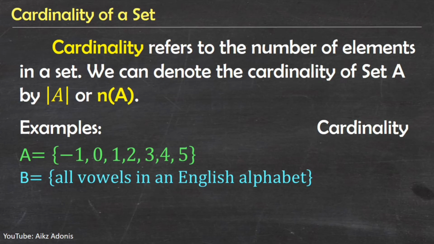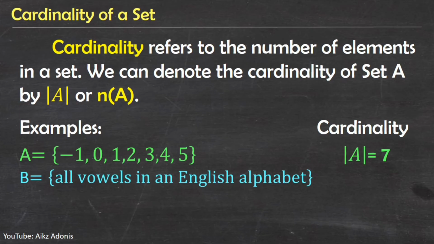Now, let's talk about the cardinality of a set. Cardinality refers to the number of elements in a set. We can denote cardinality of set A by either of these two symbols. For example, set A with elements -1, 0, 1, 2, 3, 4, and 5. So, what is the cardinality of this set A? To get its cardinality, we will simply count the number of elements in set A. 1, 2, 3, 4, 5, 6, 7. So, the cardinality of set A is 7.